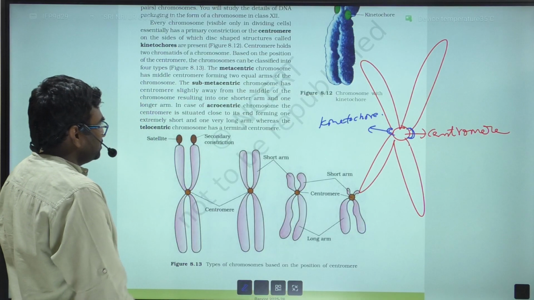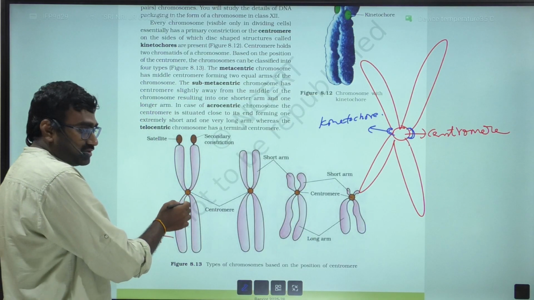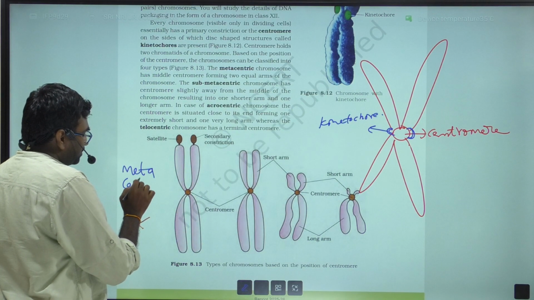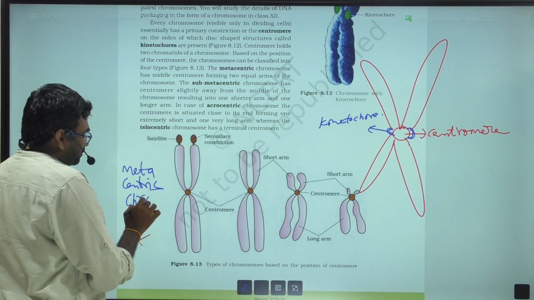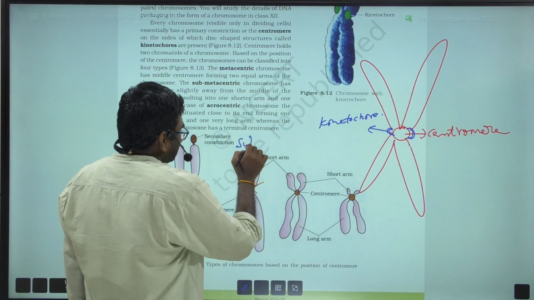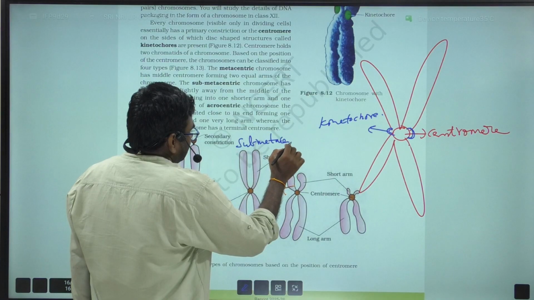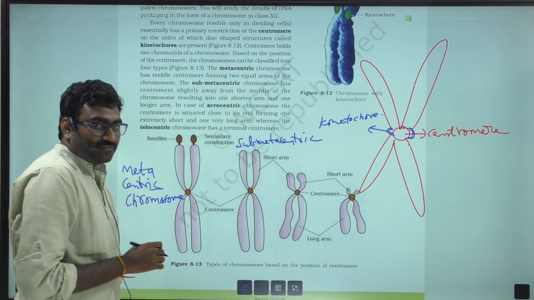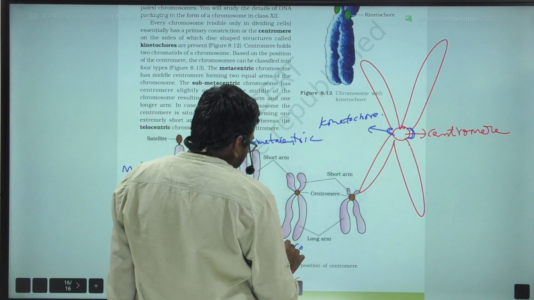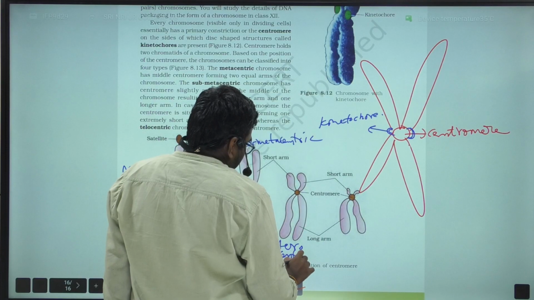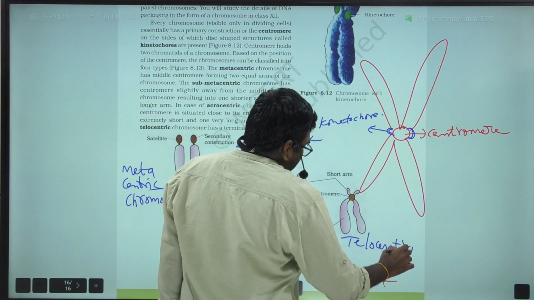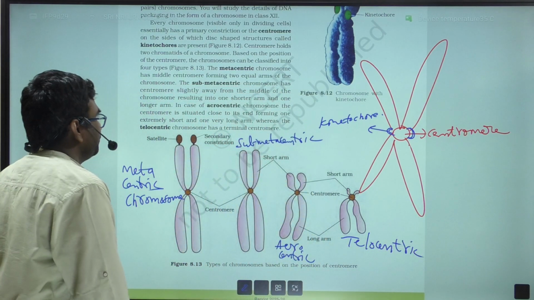So that is metacentric. Here, this diagram indicates the metacentric chromosome, and this indicates the submetacentric chromosome, and this indicates the acrocentric chromosome, and this one indicates the telocentric chromosome, right?